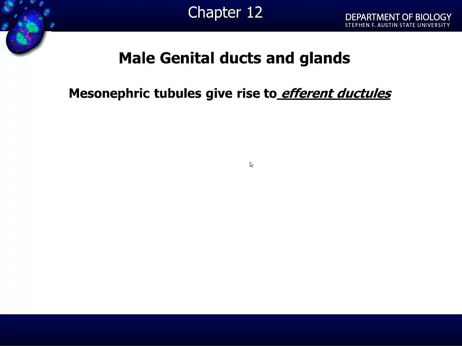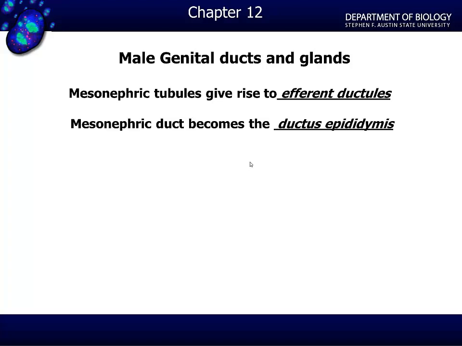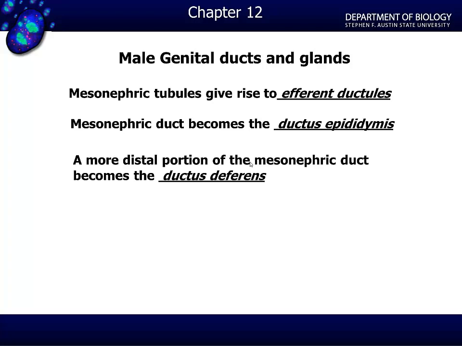So again, to reiterate some of what we have said already, in male genital ducts and glands, mesonephric tubules give rise to the efferent ductules, again 15 to 20 or so. The mesonephric duct is going to become part of the epididymis, while the most distal portion, the part closest back to the body, is going to give rise to the ductus deferens, or as we know it, the vas deferens.